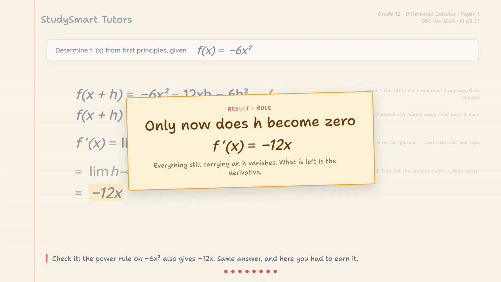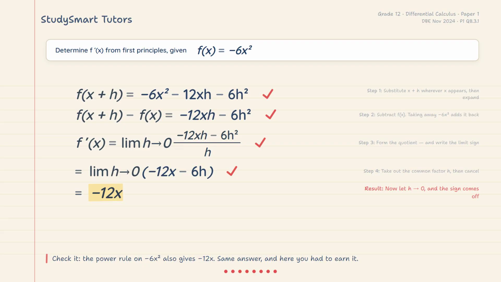Now, and only now, let h go to 0. The 6h disappears, and minus 12x is left. This is the one line where the limit sign may come off, because this is the line where you finally used it. And the minus is still there, exactly as the flipped picture said it would be. You got there without touching the power rule, which is what the question demanded.